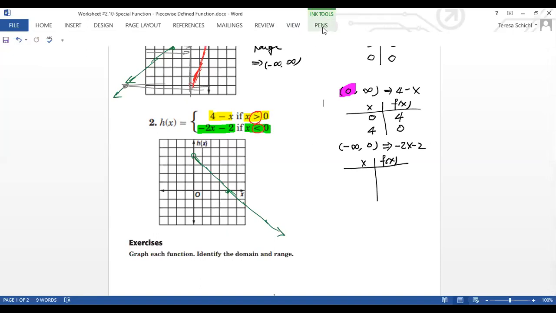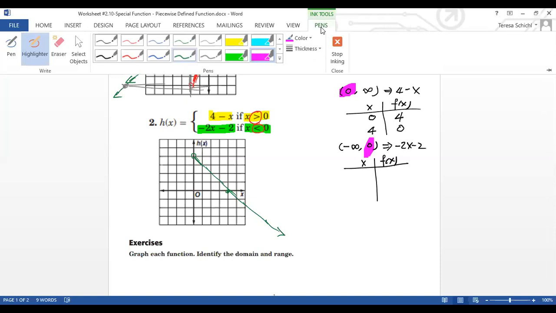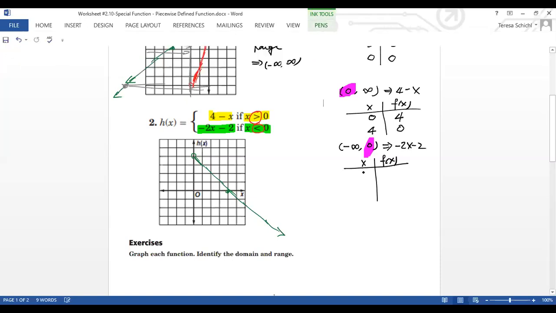Remember, we always do the breaking point. Here's the breaking point. So I always need to find the breaking point, so I put the zeros here. If you put zero here, what is here? So this is negative 2, right? So this is negative 2. Let's try to find another one. How about we choose negative 1. If you choose negative 1 here, negative 1 times negative 2 is positive 2, right?